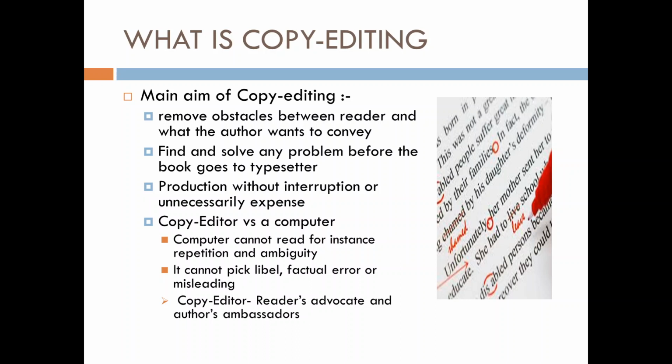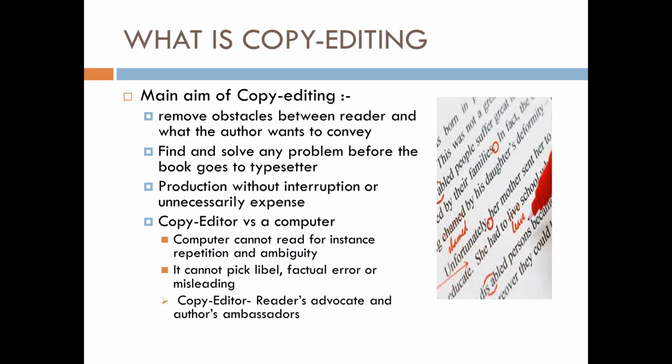So we should say that the main aim of copy editing is actually to remove obstacles between the reader and what the author wants to convey, and to find and solve any problems before the book goes to the typesetter. Typesetting is the process of the text going into print. So the major aim is to make production go ahead without interruption or unnecessary expense.